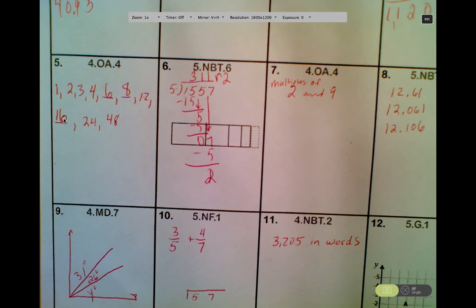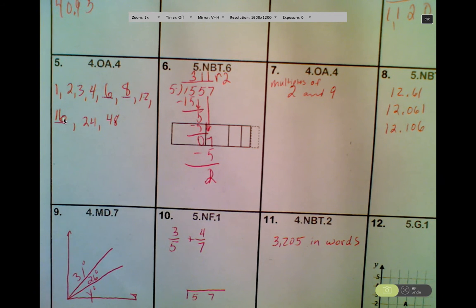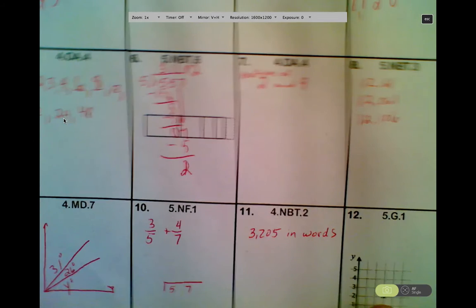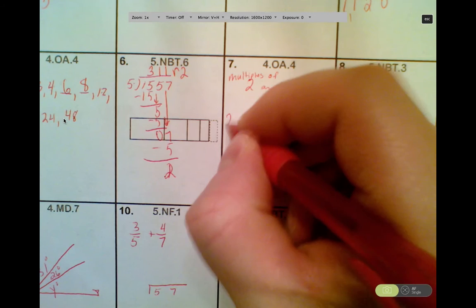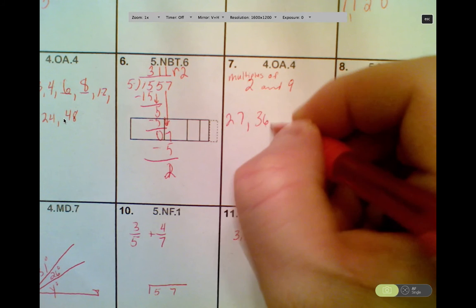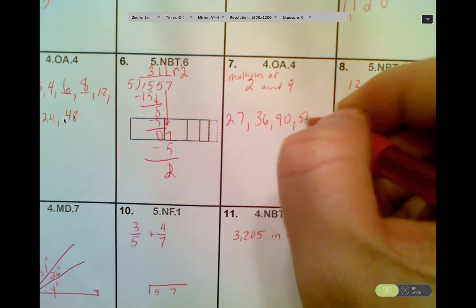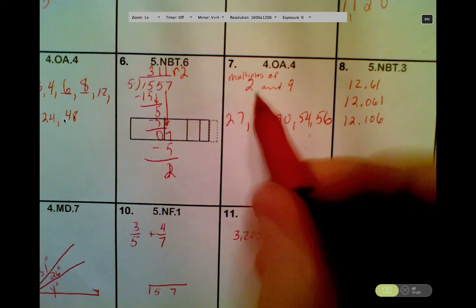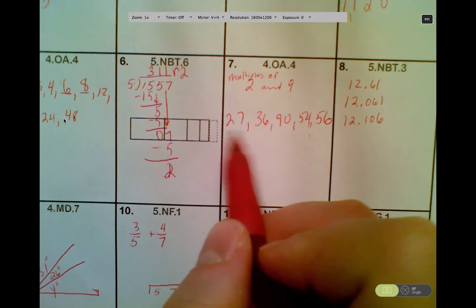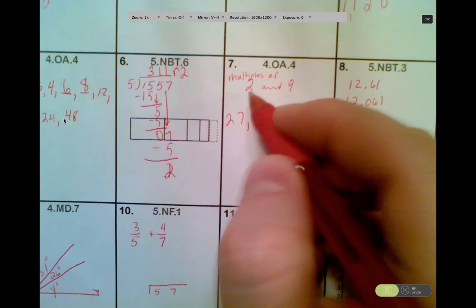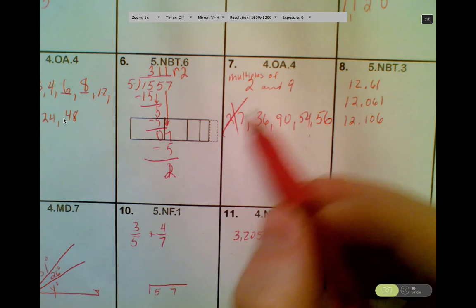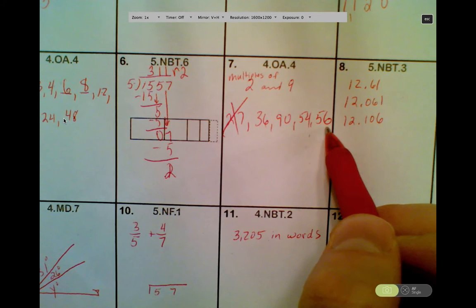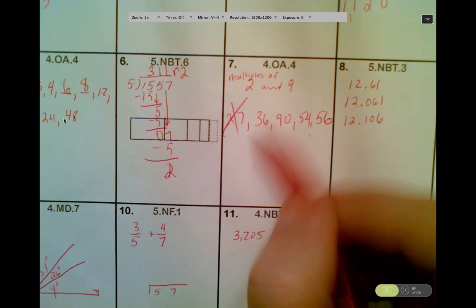Number 7, choose the numbers that are multiples of both 2 and 9. And here are our choices. We have 27, 36, 90, 54, and 56. First thing I'm going to do is cross out all numbers that are odd because 2 will not go into an odd number. That's that one. Now I'm just going to check to make sure 2 will work for all the rest of them.